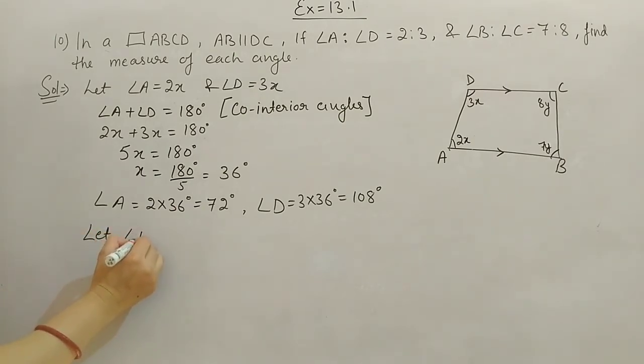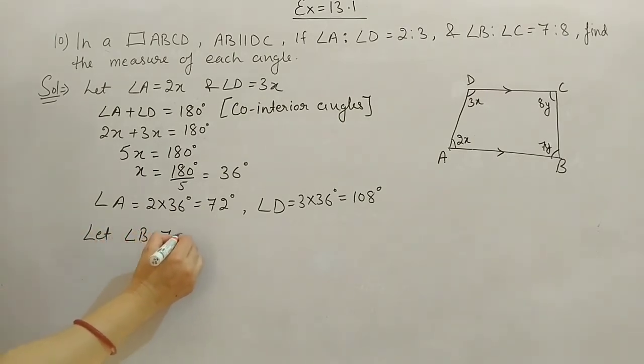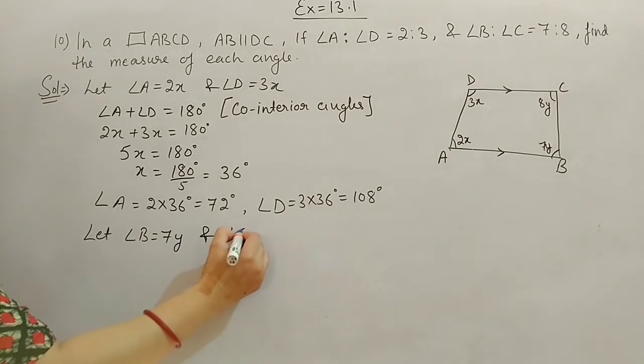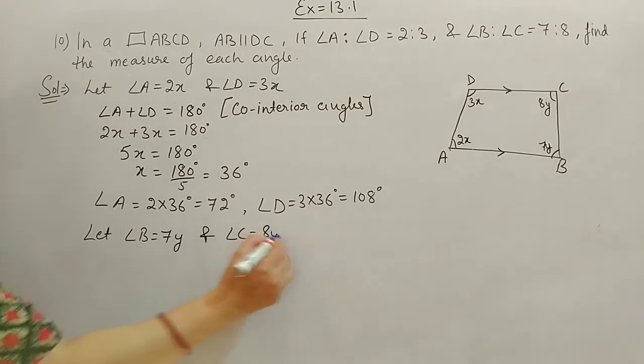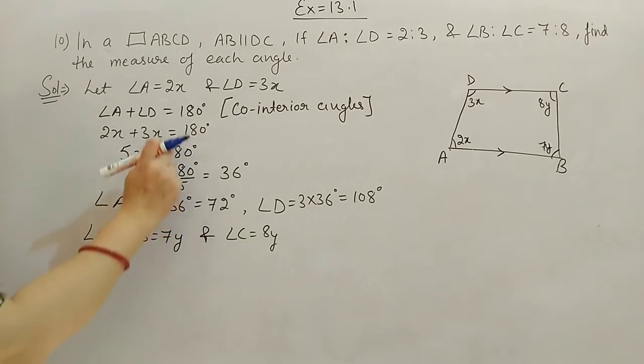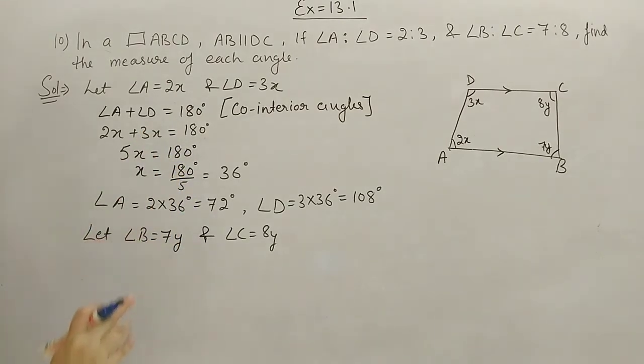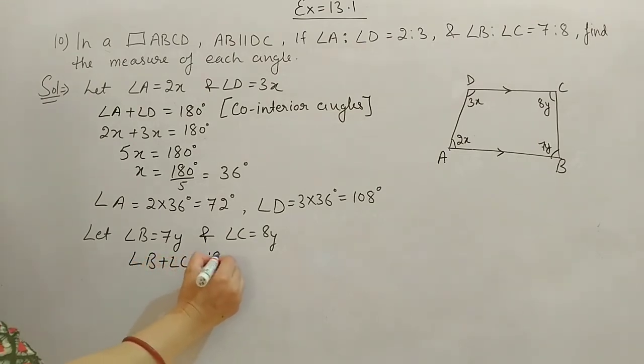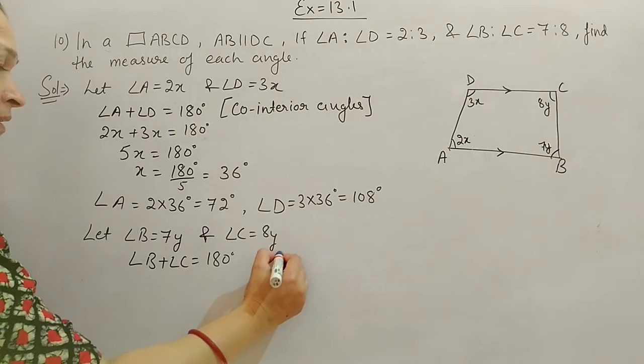Let angle B be equal to 7y and angle C be equal to 8y. We will use another variable here. x we have already used, so use some other alphabet. Same, angle B plus angle C will be 180 degrees, co-interior angles.